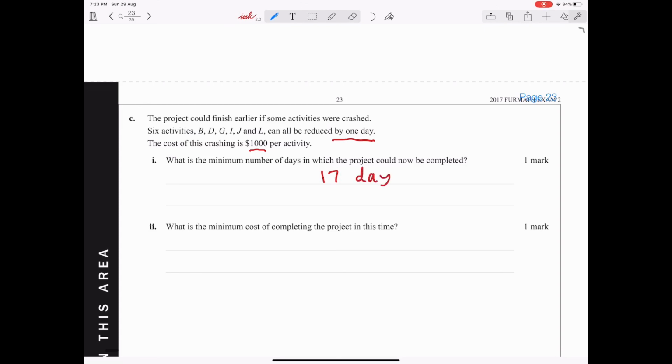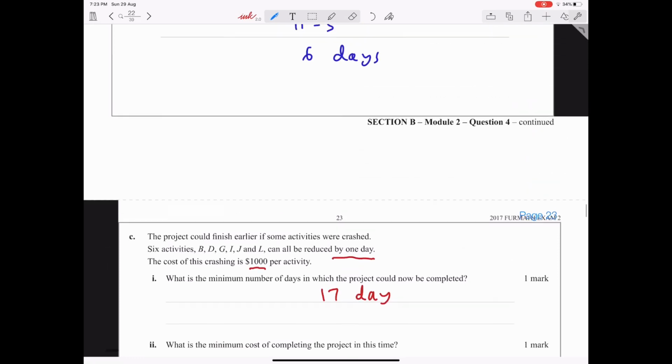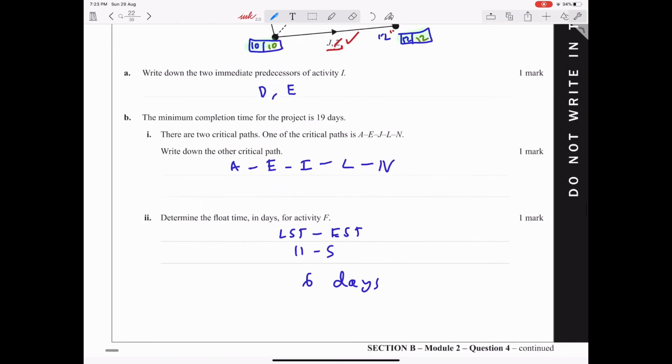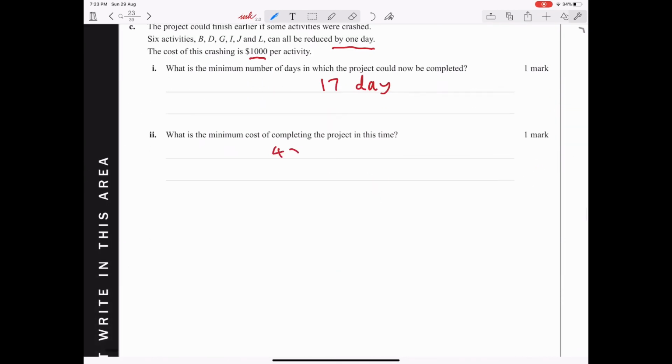And then it also asks what is the minimum cost of completing the project in this time. We know that it costs $1,000 to crash each activity. So we've crashed 1 activity, 2 activities, 3 activities, 4 activities. So we know it costs $1,000 each. So 4 times $1,000 for each activity crash is $4,000. Therefore, that is the minimum cost of completing the project in this shorter time.